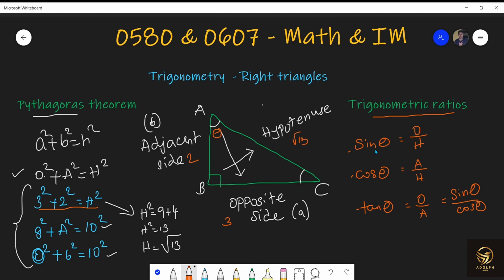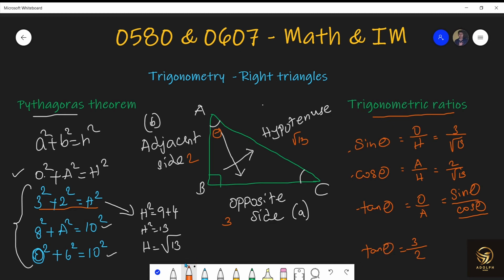Suppose you are finding sine theta. Sine theta value is opposite side, it is 3, divided by hypotenuse, it is root 13. Adjacent side by hypotenuse is for cos theta, so it is going to be 2 divided by root 13. You can divide the sine theta and cos theta values for tan theta, because I have mentioned it here, or else you can even use opposite by adjacent. Opposite is 3 here, divided by adjacent is 2. That is the tan theta value.